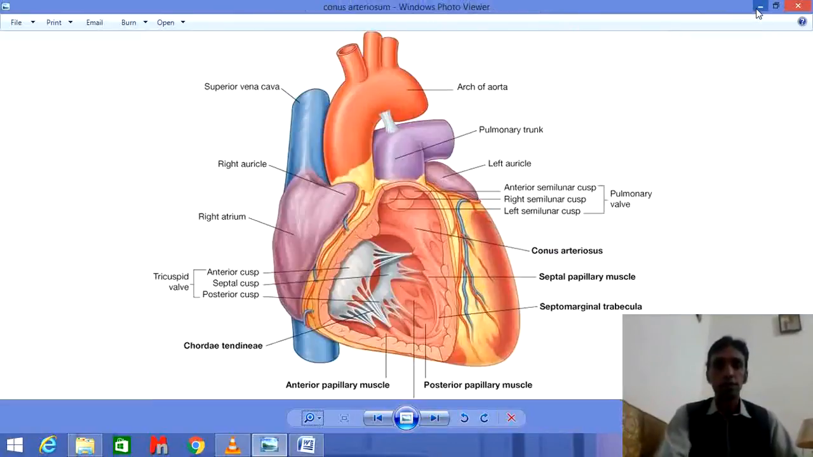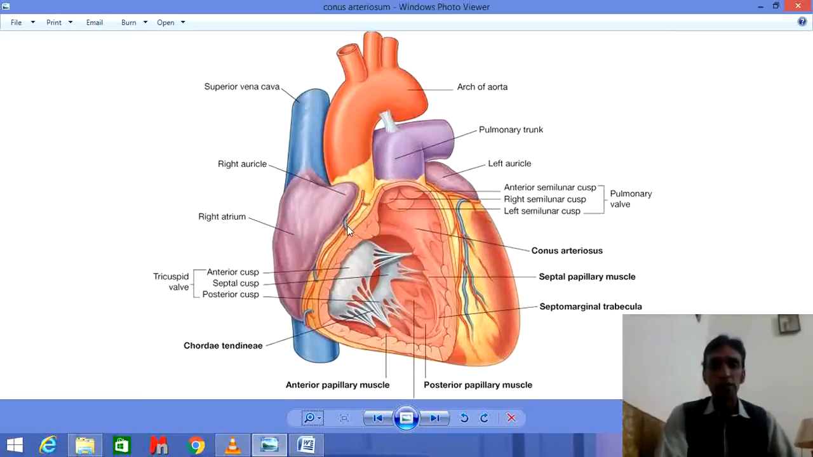To give detail, this is the conus arteriosus, this area. This is the right atrium, and this whole one is the right ventricle. In the right ventricle, this part is called conus arteriosus because it is in cone shape, and it is the part of the artery. Which artery? That artery is the pulmonary trunk. So this is the part of the right ventricle which is in the cone shape, and that is supplied by the artery called conus arteriosus artery.